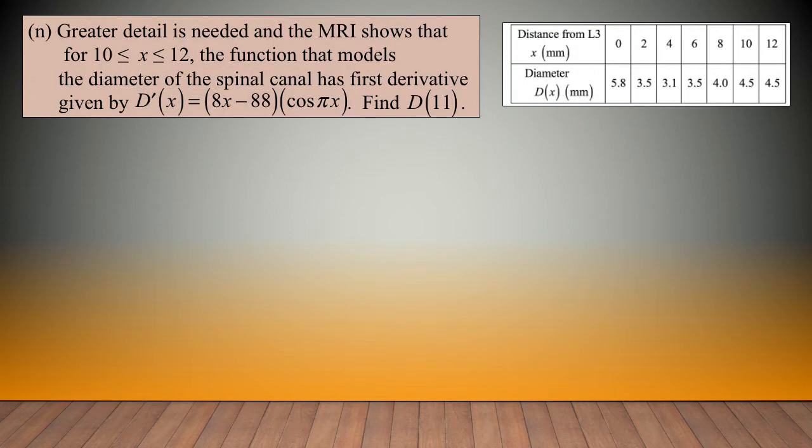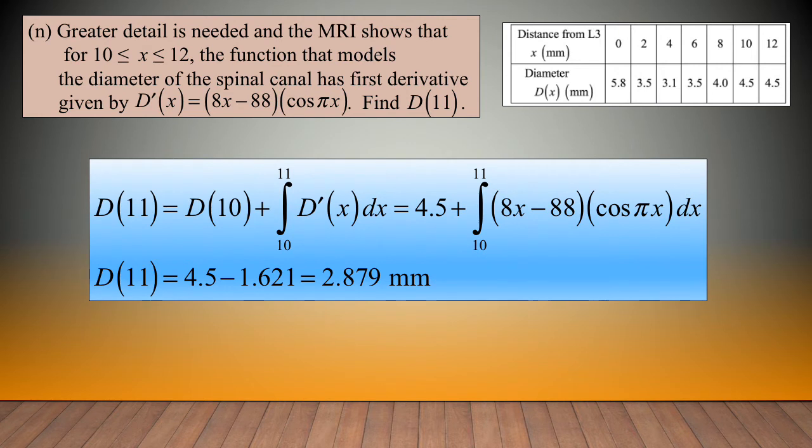Part N reads, greater detail is needed, and the MRI shows that for x between 10 and 12, the function that models the diameter of the spinal canal has first derivative given by d prime of x equals (8x minus 88) times cosine pi x. We would like to find d of 11. We use our formula that d of 11 is equal to d of 10 plus the integral from 10 to 11 of d prime of x dx.